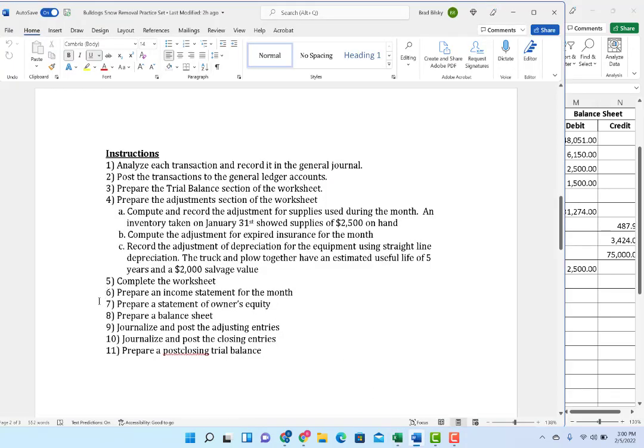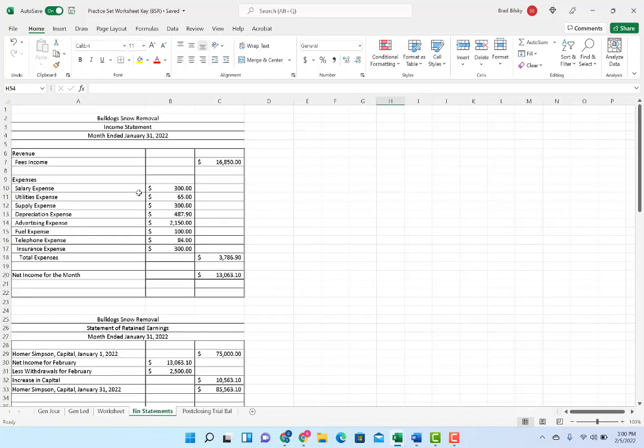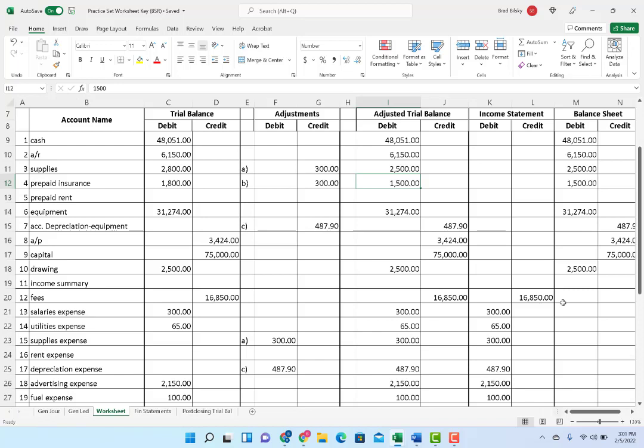financial statements. Notice steps 6, 7, and 8 are actually preparing the financial statements. And that's the whole goal of this process, right? To create these financial statements so we have good information to use at the end of the day. And we could see here with our financial statements, our income statement, we list out our total revenue, our fees income, $16,850. Again, I could just look at that income statement set of columns here on the worksheet. We have our fees, $16,850.